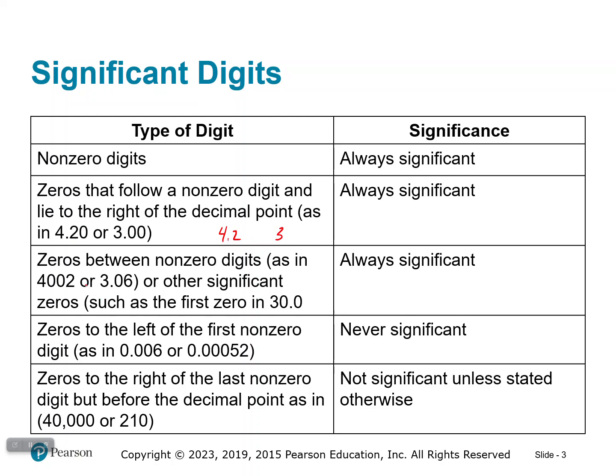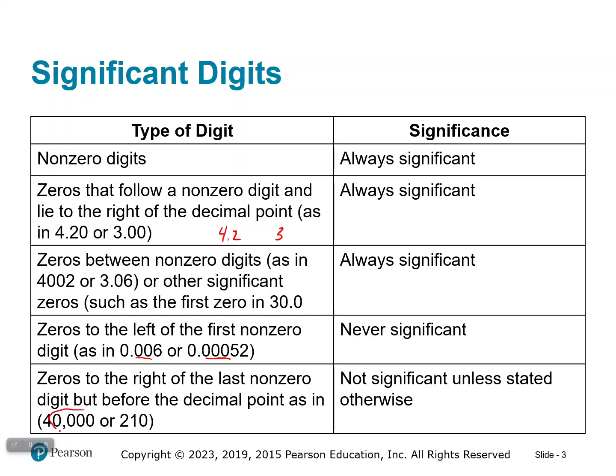Zeros between non-zero digits are significant, they matter. And zeros to the left of the first non-zero digit are never significant. These are just placeholders to get us there, so they don't really matter. They're just to tell us a place value.